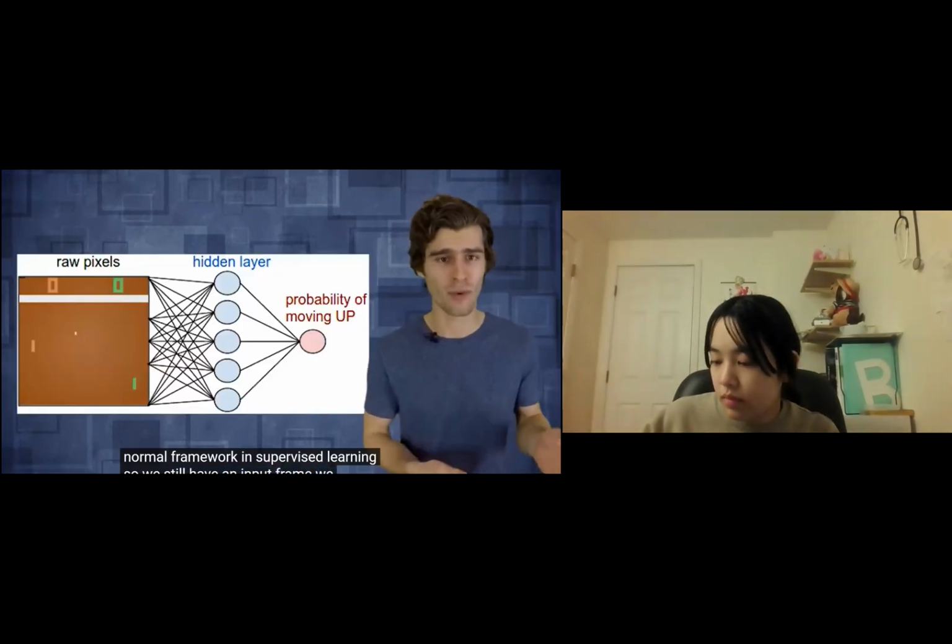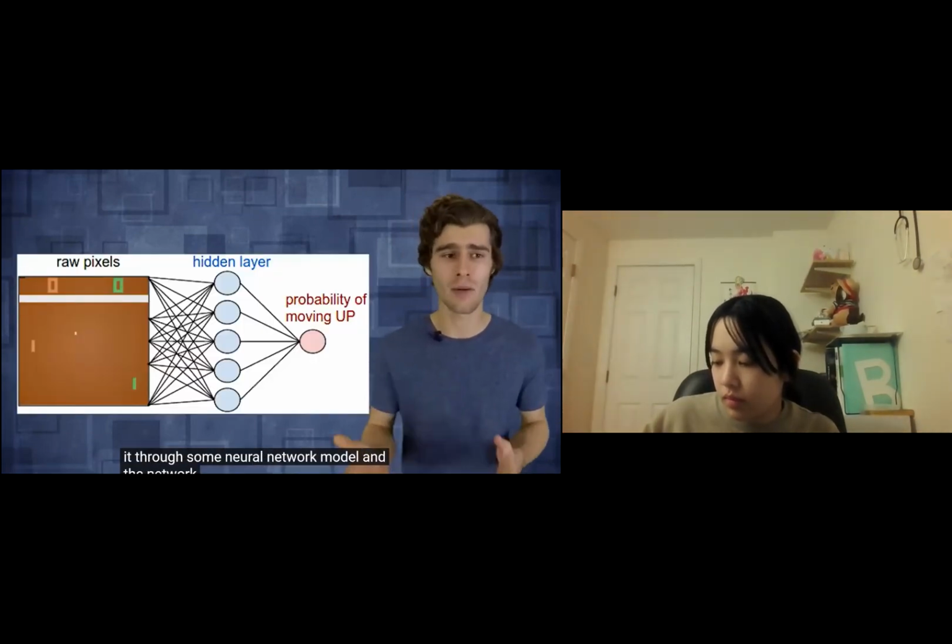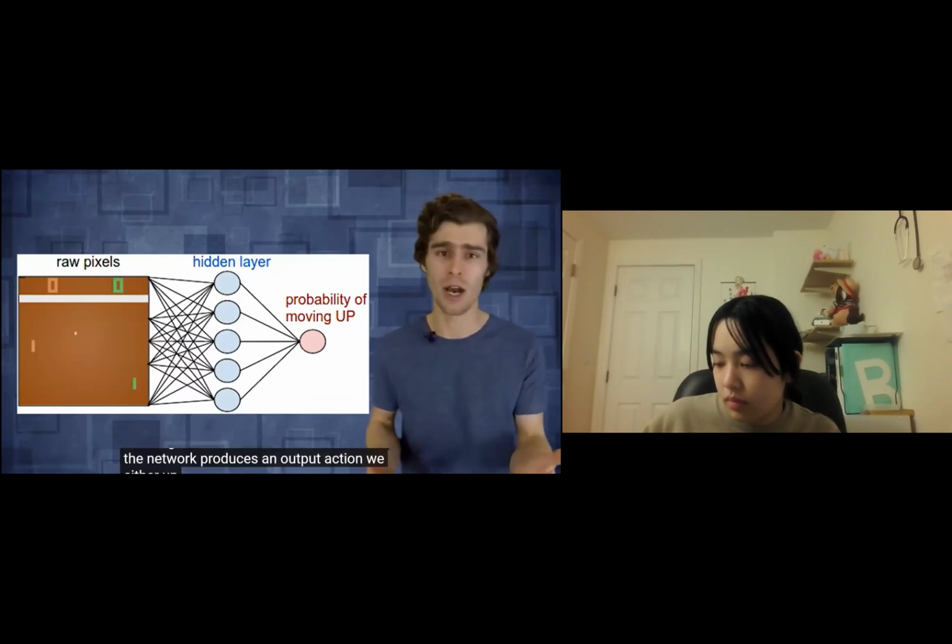So is there a way to have an agent learn to play a game entirely by itself? Well, fortunately, there is. And this is called reinforcement learning. So the framework in reinforcement learning is actually surprisingly similar to the normal framework in supervised learning. So we still have an input frame, we run it through some neural network model, and the network produces an output action, either up or down.